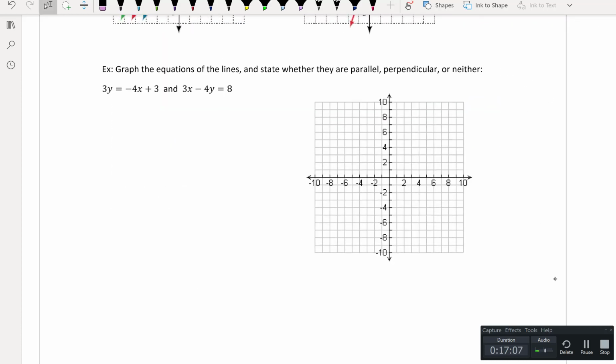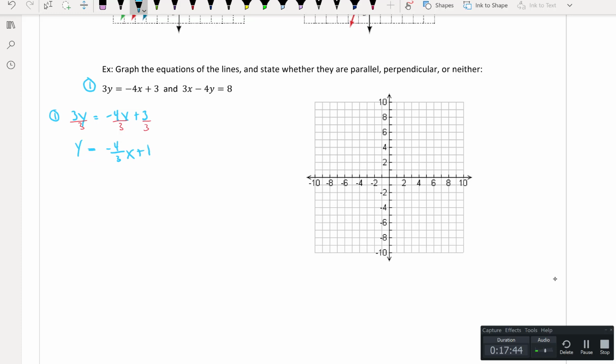So it says down below, graph the equations of the lines and state whether they are parallel, perpendicular, or neither. So we want to know what happens when we graph these. So let's go ahead and do so. Let's think about my first equation. I'm going to label it as 1. I have 3y is equal to negative 4x plus 3. Well, to simplify this, I'm going to divide everything by 3. That will give me y is equal to negative 4/3 x plus 1.